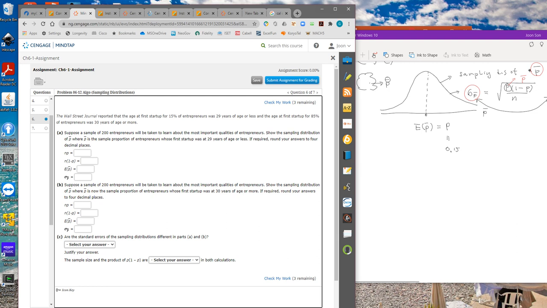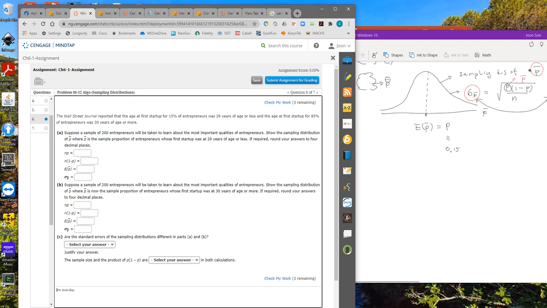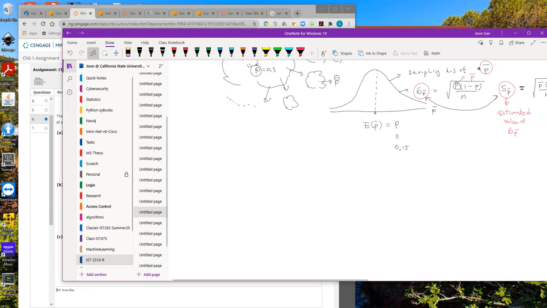Suppose that a sample of 200 entrepreneurs will be taken to learn about the most important qualities of entrepreneurs. Show the sampling distribution of p prime, where p prime is the sample proportion of entrepreneurs whose first startup was at 29 years of age or less. So basically they're asking to find the sampling proportion.